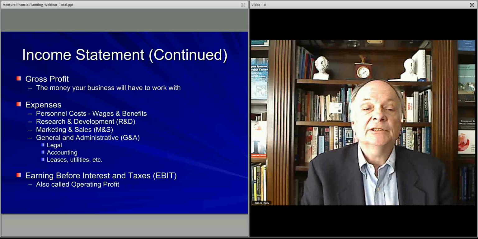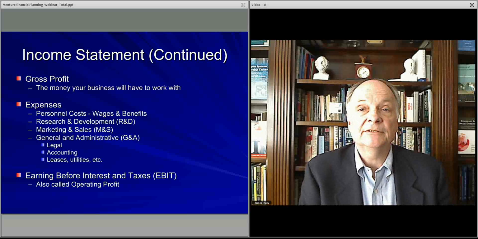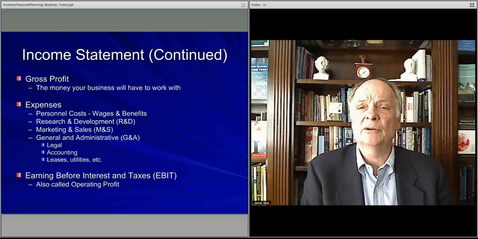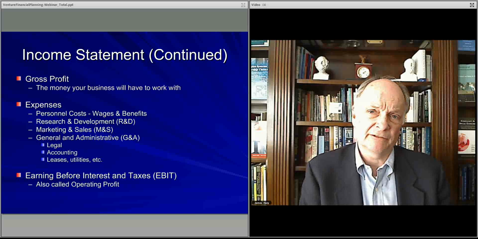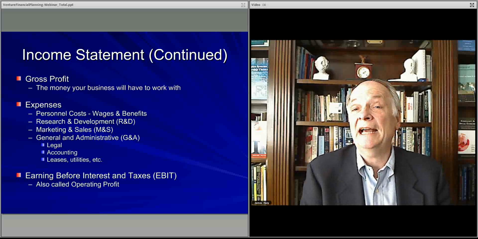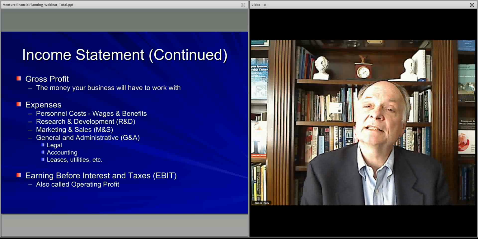You take out your expenses. This is the people that you hire that aren't directly related to delivering the product or service. It's any new product development you have. If you're going to go and look for a new location to sell, or a new product, or the next generation product or service, you have to spend time and energy on that. That comes out of your gross profit, as does any marketing and sales.